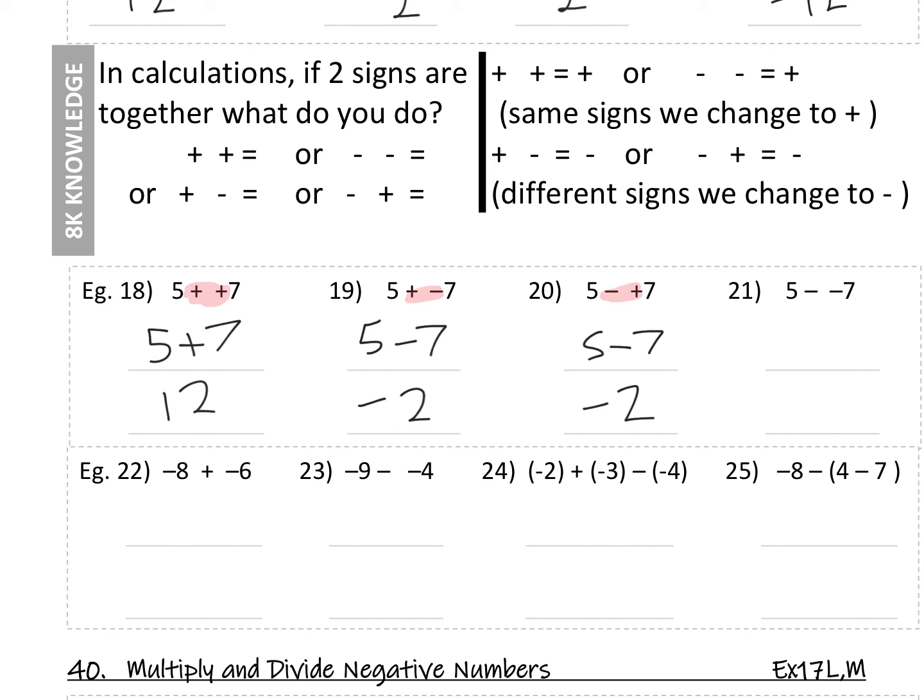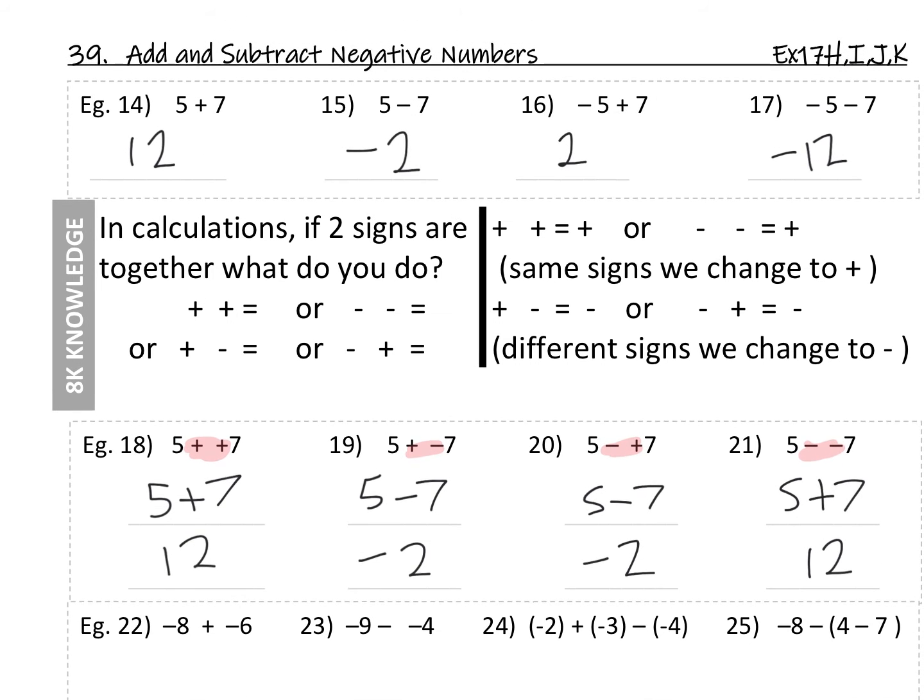And finally, 5 take away negative 7. If you take away a negative, that's the same as adding. So that's 5 plus 7, which is 12. You will notice the similarities in the questions here then to the ones here.